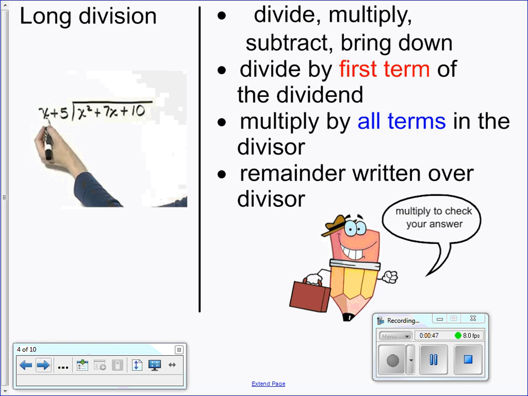If we're dividing by using long division, think about when you're using your regular long division. You divide, you multiply, subtract, bring down. So you divide just by the first term of the dividend, and then you multiply all the terms by the divisor. If you have a remainder, you write it over the divisor.